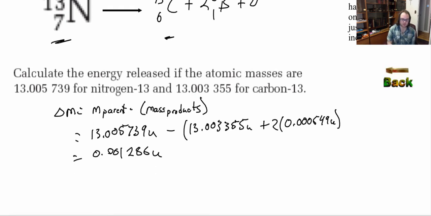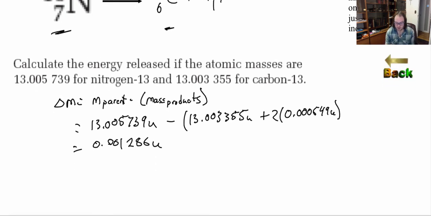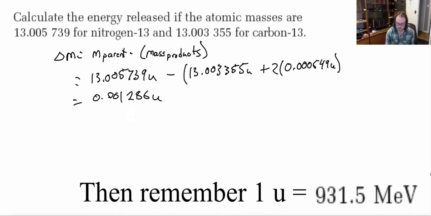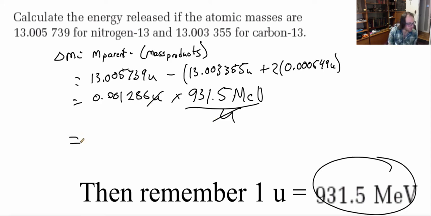So once again, we have to multiply this to figure out my energy, the energy release. We have to multiply this by 931 mega electron volts. My atomic units cancel out, and that's going to end up giving me a total of 1.198 mega electron volts.